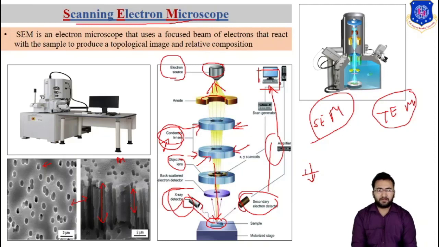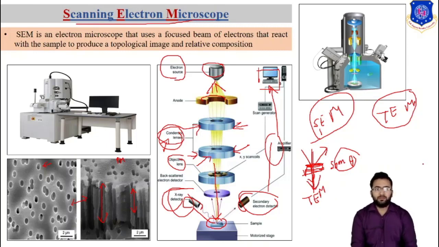So let's consider this is one sample, or specimen, or our membrane. If we want to characterize this membrane, in TEM the electron passes through the membrane, whereas in SEM the electron is just scattered on the surface and rejected. So in SEM we are just scanning the surface of the membrane, whereas in TEM the electron passes through the membrane. So this is the basic difference between TEM and SEM.